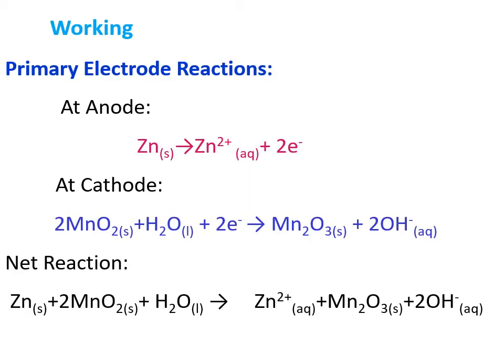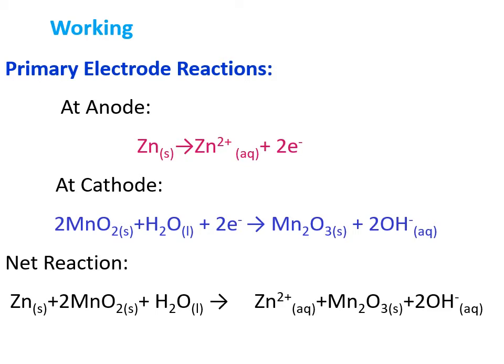Working of a dry cell. Primary electrode reactions. Reaction at anode. First of all, zinc metal undergoes oxidation by losing 2 electrons. So zinc gives Zn2+ plus 2 electrons. There is a loss of 2 electrons, hence it is an oxidation of zinc.